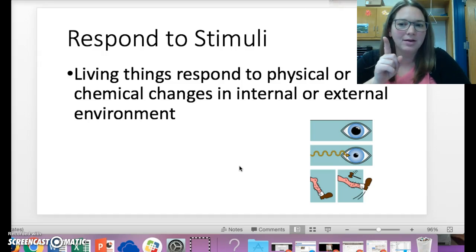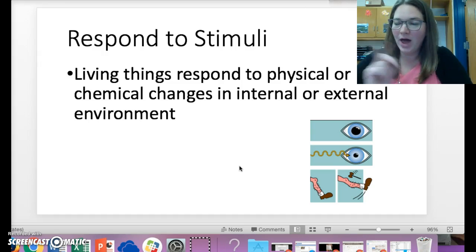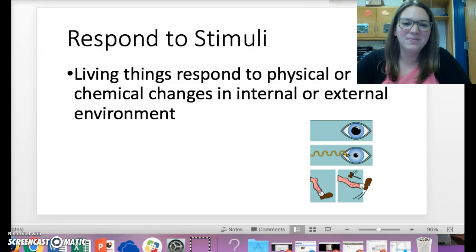Think about a plant. This is a challenge question. When I come back, I want to hear the answer. How do plants respond to changes? Think about sunlight. What do plants do? If you know, go ahead and discuss. Okay, let's look at the next one.